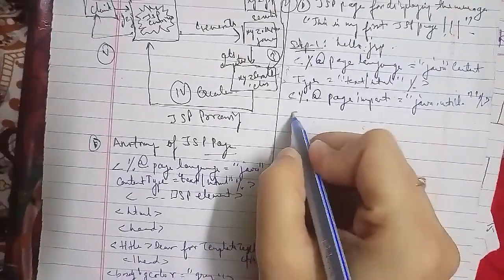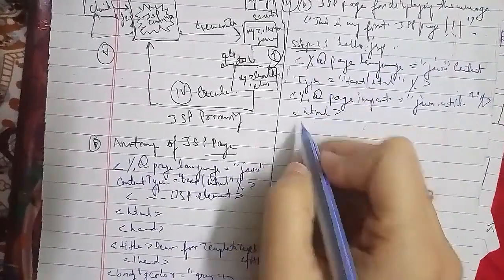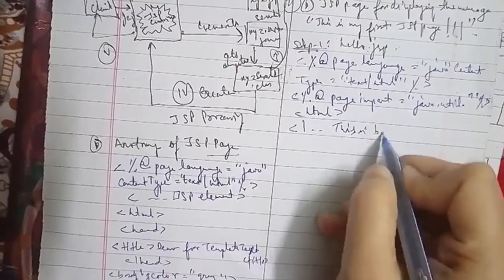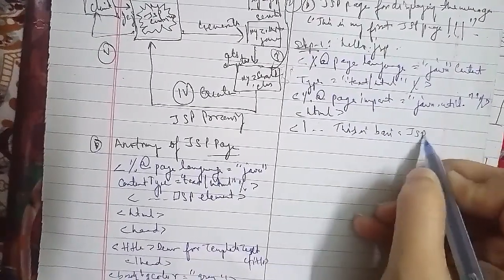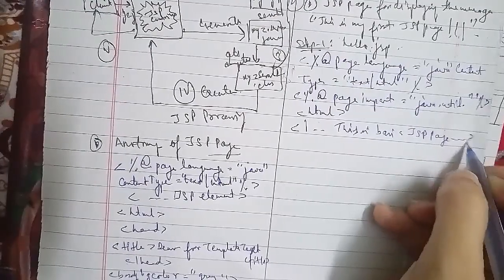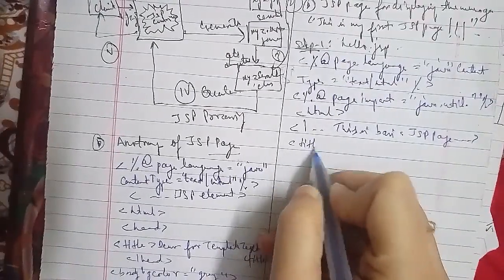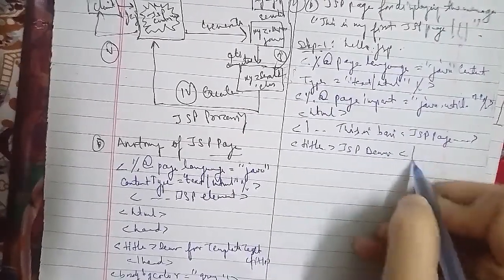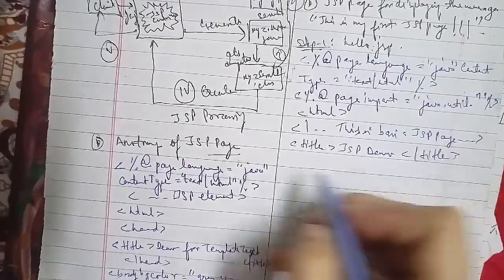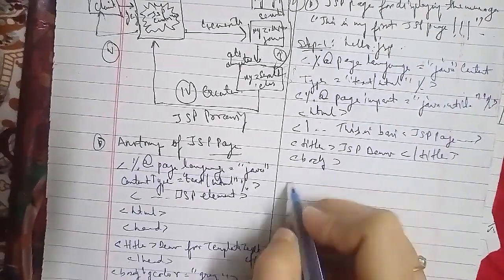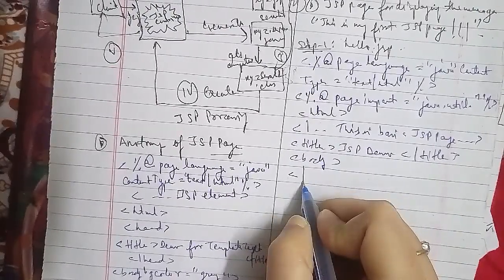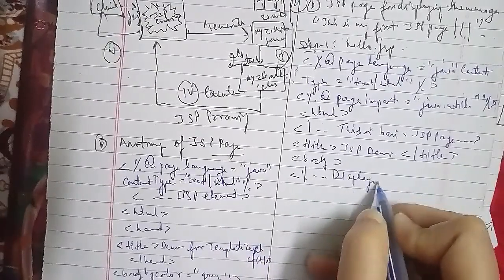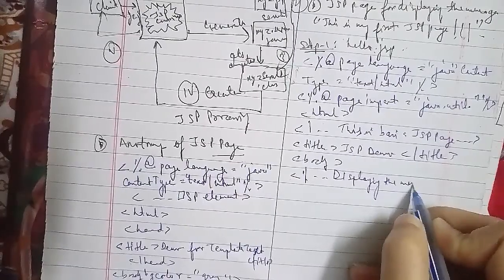Then HTML tag, then this is basic JSP page, title JSP demo, body, then start with displaying the message on the browser.